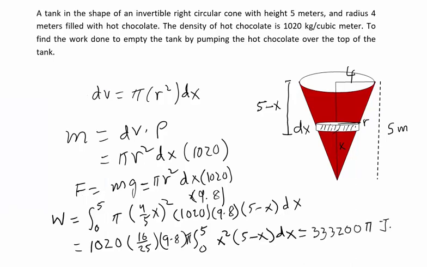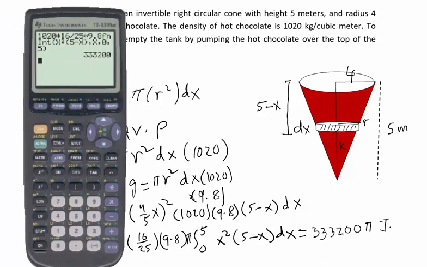So as you see now, that's the answer, 333200 pi joules. If you want to put your pi in there, you can do that. Let's take your calculator one more time and multiply this by pi. So it's the answer times pi. Hit enter. So you get 1046778.672 joules. And that's all. Thank you.